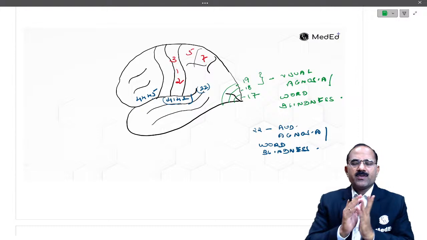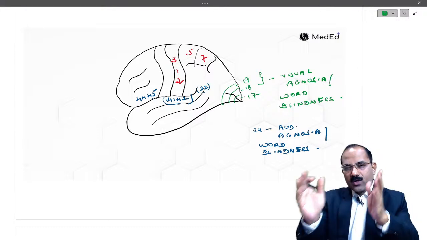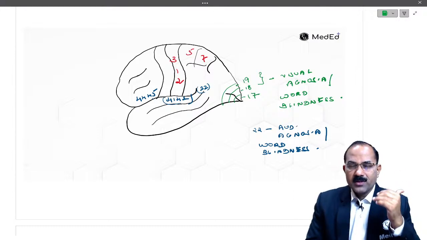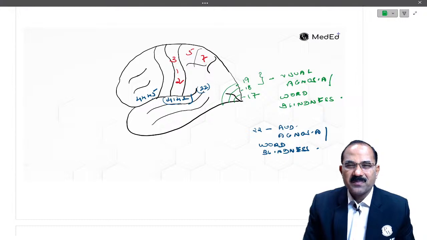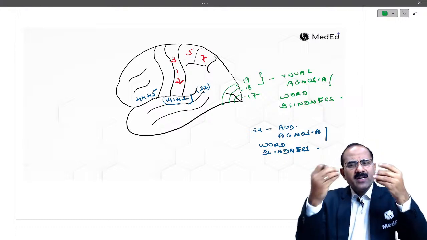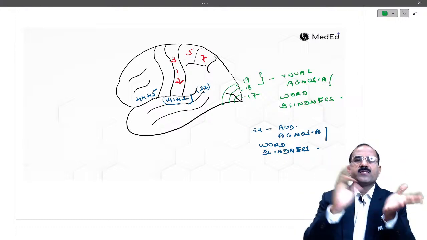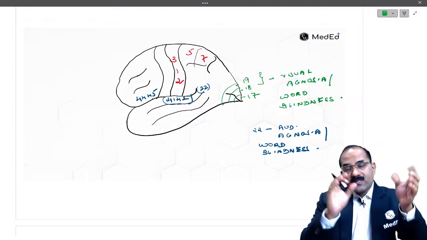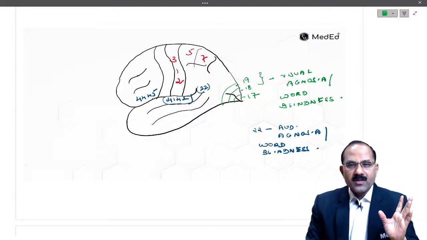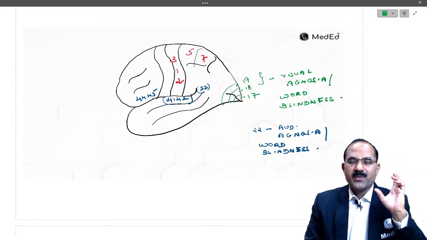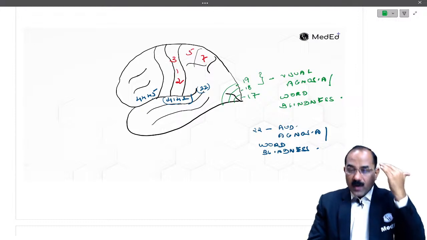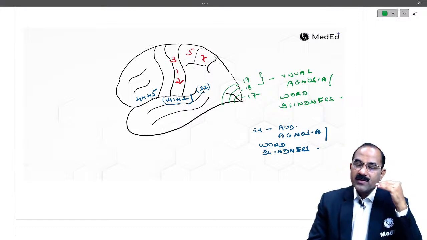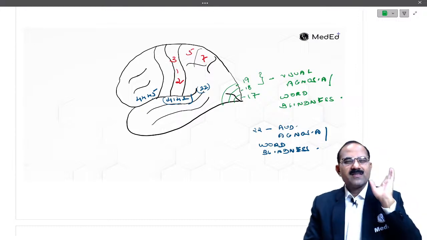Lot of clinical MCQs. Like a person comes to OPD and the neurologist is asking him his name, and the person talks something very irrelevant to the question which is asked. So where is the defect? So the defect is area number 22, because the person is not able to understand what the other person is asking.